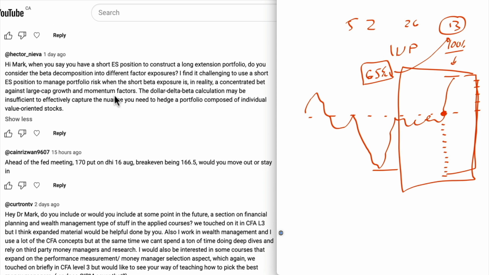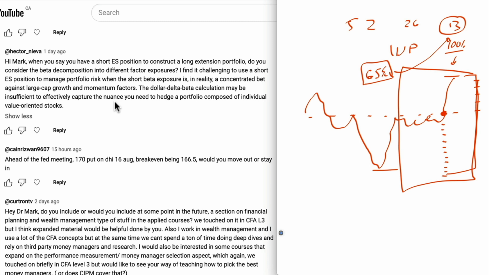When you say you have a short ES position and construct a long extension portfolio, do you consider the beta decomposition in different factor exposures? No.